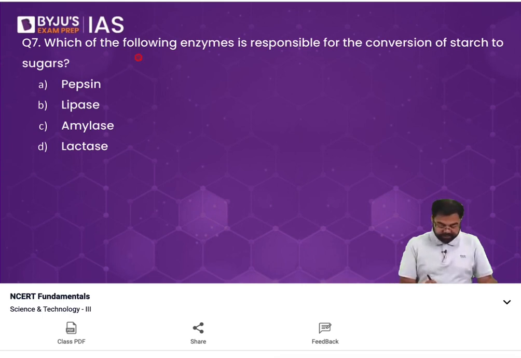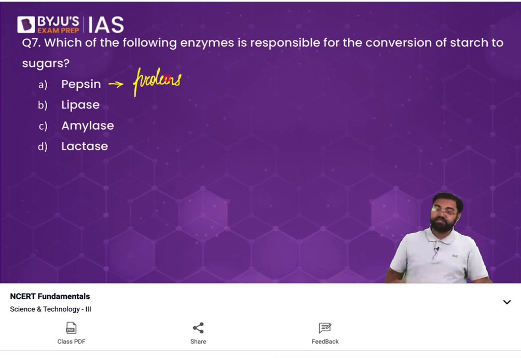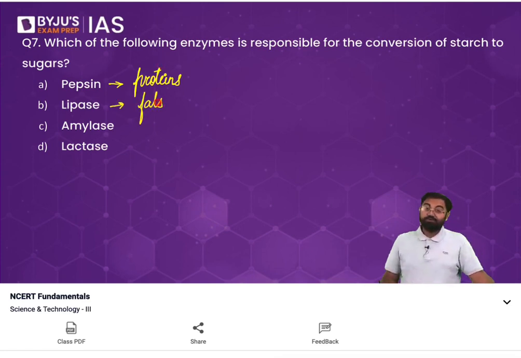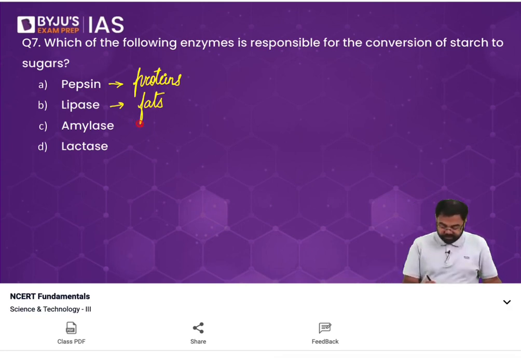So first is pepsin. Pepsin is used for what? For the digestion of proteins. Right? It will be used for the digestion of proteins. When it comes to lipase, lipase is used for the digestion of fats. Amylase is the one which is used for the conversion of starch to sugar. All right, so this is correct, that conversion of starch to sugar. So in a manner, you can say that it is for carbohydrates.